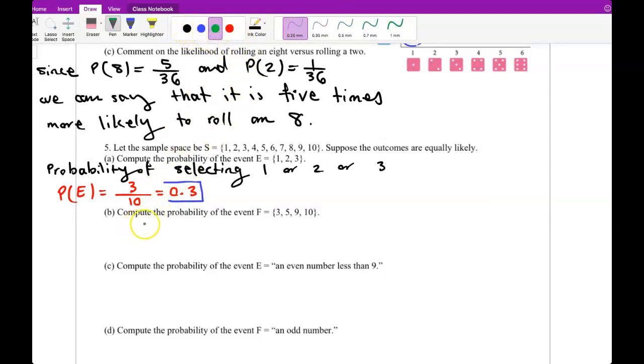Now next one, compute the probability of the event. So in this event we have 4 numbers inside. Probability of F. Same thing. Count how many numbers you have, which is 4. And in total, how many outcomes do we have in this sample? We have 10. So that is 0.4.